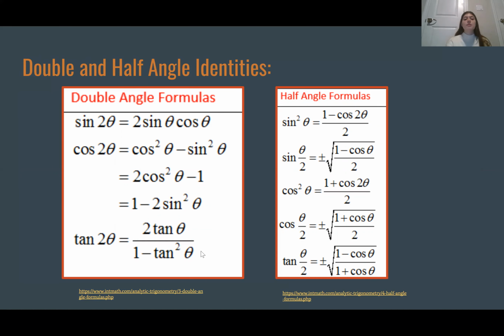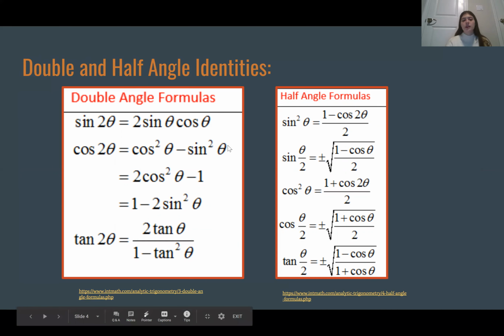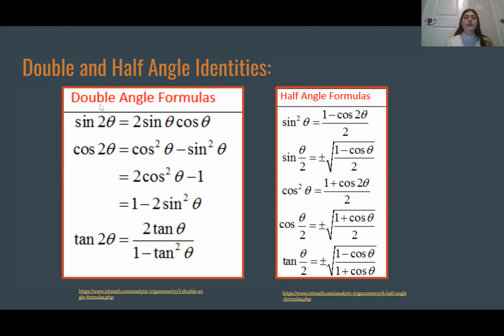All right, so we got the double angle. They're called formulas here on the sheet. Doesn't matter, it's the same thing. We've got the double angle identities here on the left, and we've got our half angle identities here on the right. Notice I have these links here at the bottom.